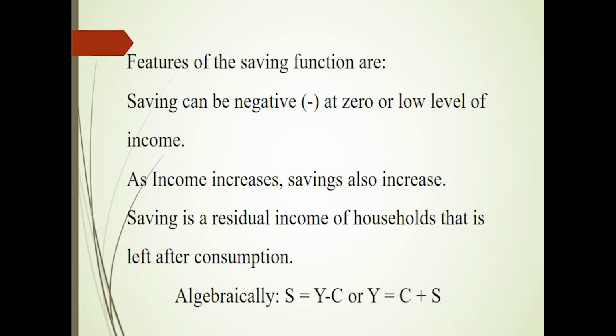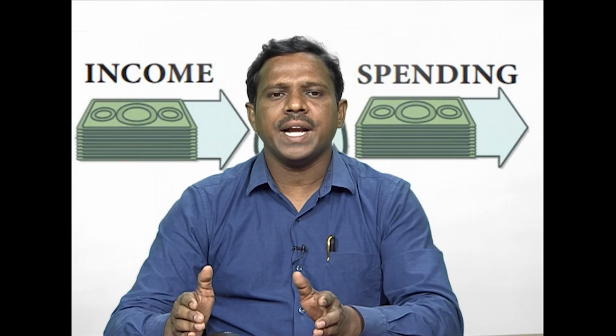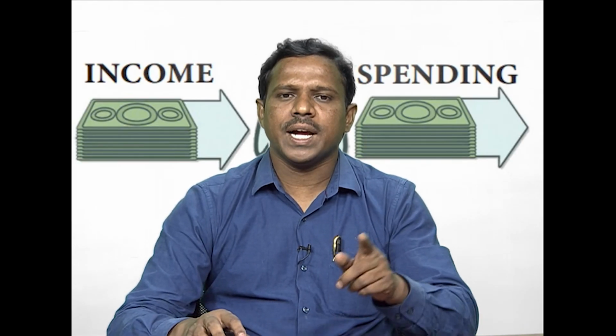So, when we write it as an equation, saving equals income minus consumption. The remaining portion we can say is saving. Or we can also write income equals consumption plus saving; when we add these two together we get the actual income. So, if we want to calculate saving, it is income minus consumption, and that remaining portion is going to be savings.